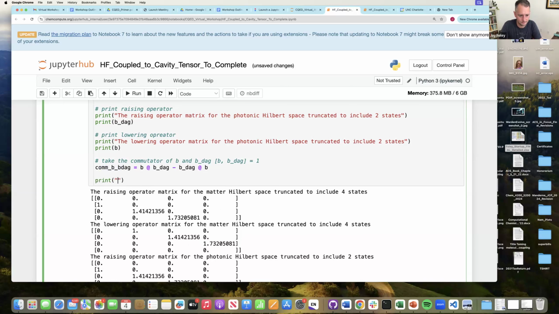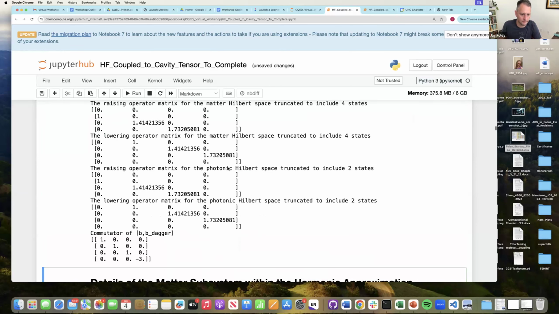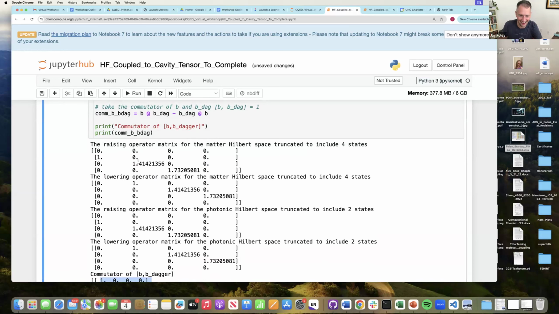And then I'm going to print. Okay, so what I get is something that looks almost like the identity, except the very last element is wrong. And this will persist as you make your B's and B daggers larger and larger. You will notice that most of the matrix looks like the identity, but there is always one element wrong.